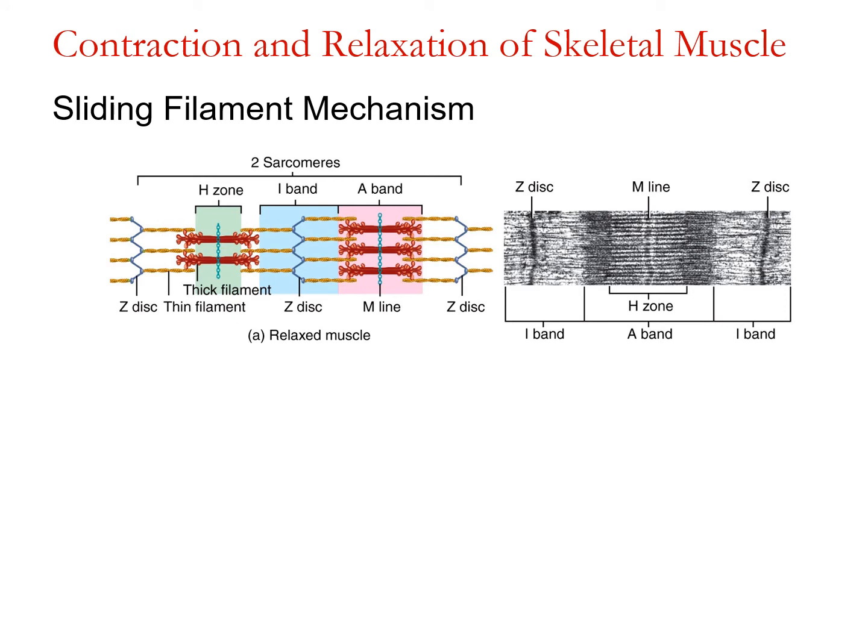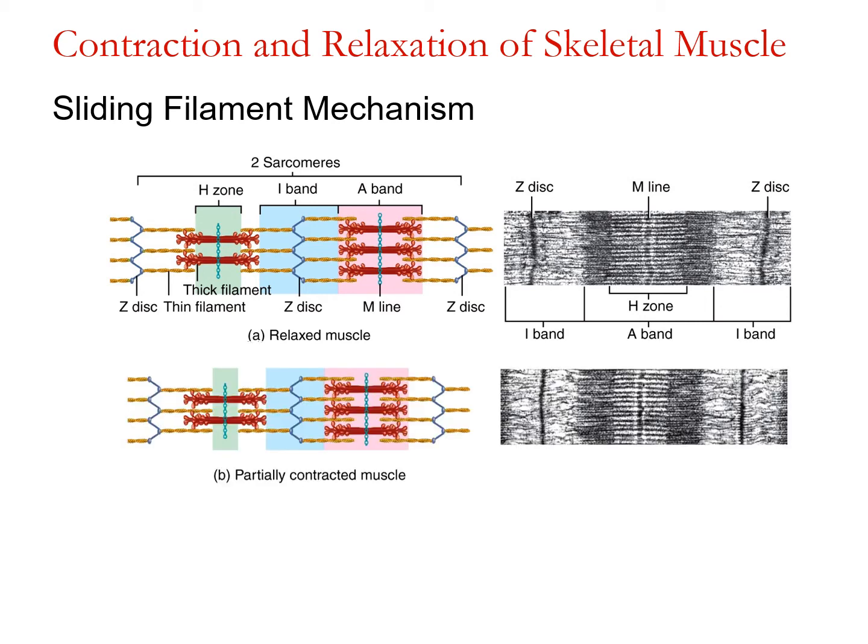Let's take a look at what this looks like under a microscope. So, in a relaxed muscle, there is a slight overlap between the thin and thick filaments. The H zone at the center of the sarcomere, which again is a region that contains only thick filaments and no overlap, is relatively wide, and the Z lines are apart.